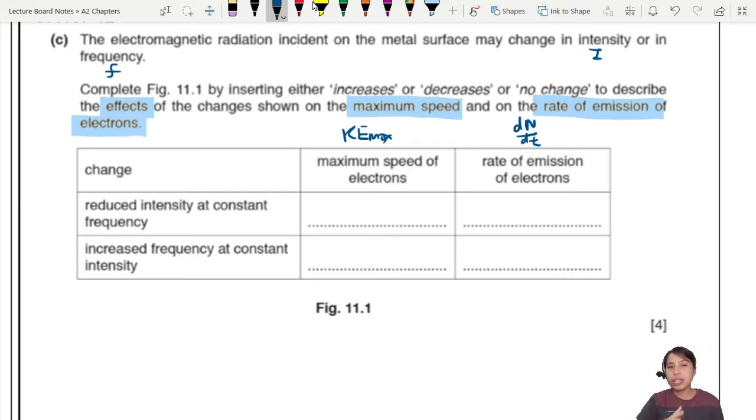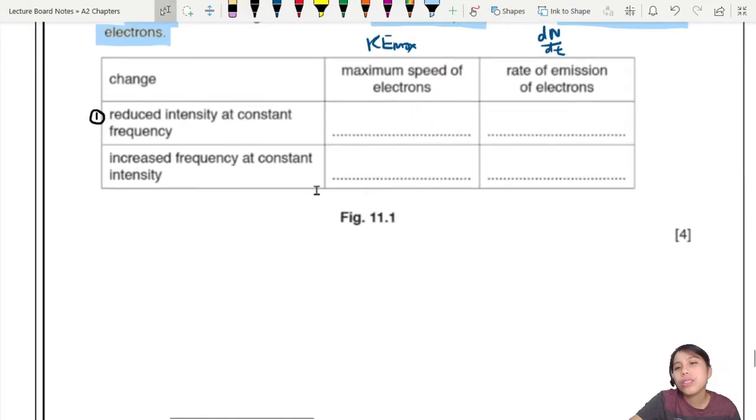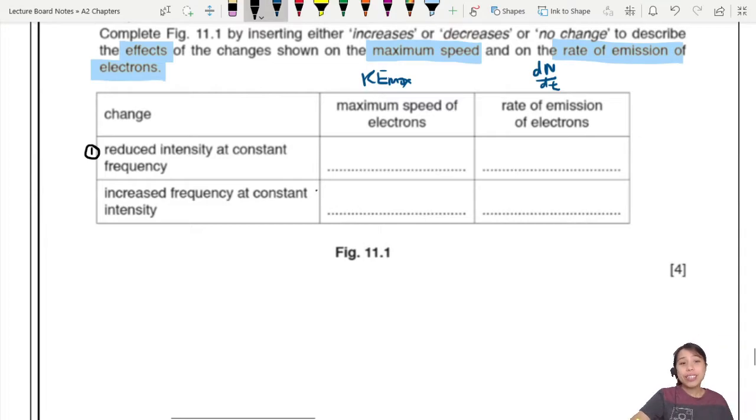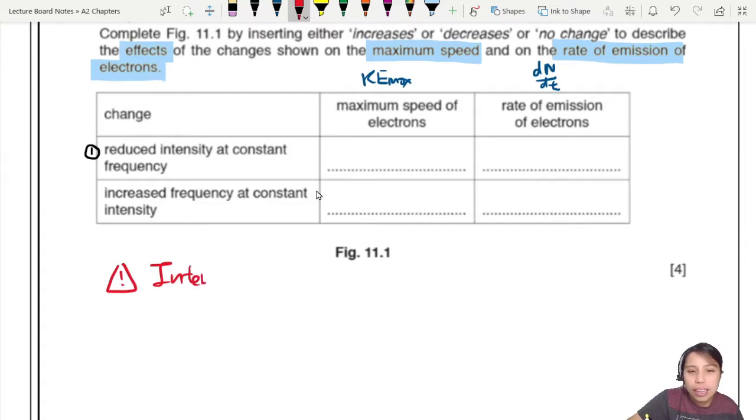Let's think through this very carefully. Number 1, reduce intensity at constant frequency. What does reduce intensity mean? A lot of us will say, Miss, reduced intensity means fewer electrons, fewer photons. Yes, but be very careful. This is a warning sign for you. Intensity is not just the number of electrons.